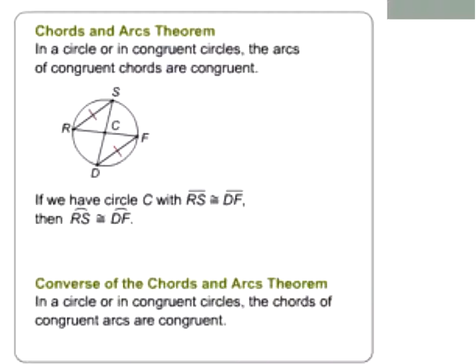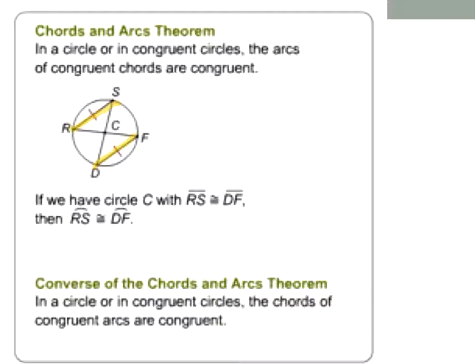So last thing today, and Giovanni hit the nail on the head at the very beginning when he pointed this out, there's a new theorem here. And this is the last thing today. It says chords and arcs theorem. In a circle, the arcs of congruent chords are congruent. So what that means is, and I know a lot of times we think, oh my gosh, there's a lot of math jargon going on there. What does that really mean?